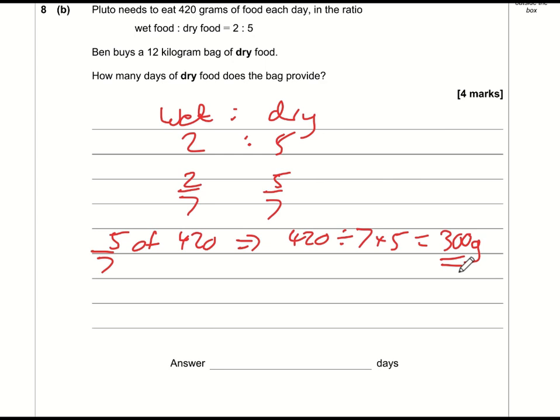So per day, Pluto needs 300 grams of dry food per day. So if he's got a 12 kilo bag, that is 12,000 grams, 12 times by 1,000. So how many 300s go into 12,000? So 12,000 divided by 300 comes to 40. So the answer is 40 days.